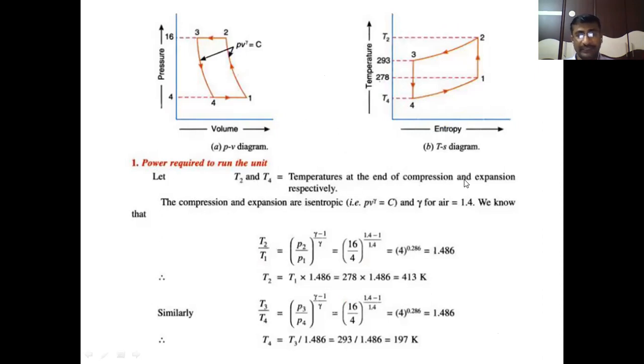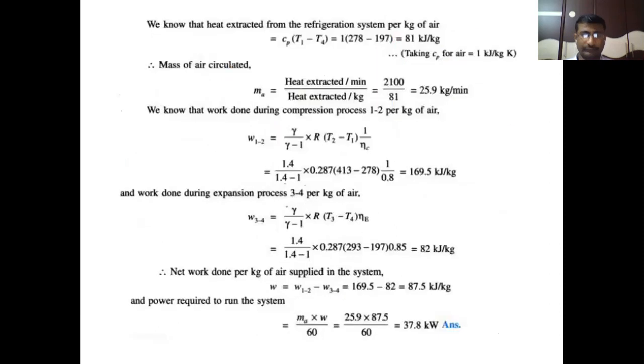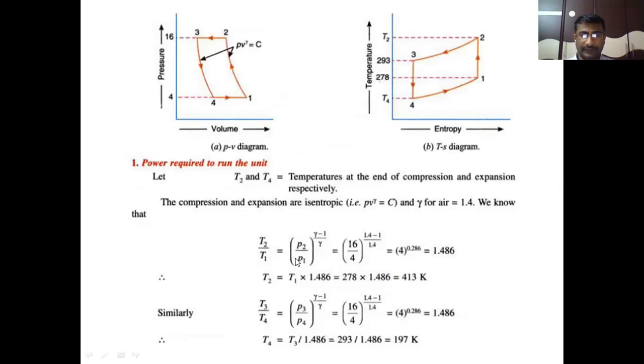T2 and T4 are the temperatures at the end of compression and expansion respectively. The compression and expansion are isentropic, gamma value 1.4. By applying the adiabatic rule, T2 by T1 equals (P2 by P1) whole power (gamma minus 1) by gamma, that is (16 by 4) whole power (1.4 minus 1) by 1.4. We will get 1.486. From this, T2 equals T1 into 1.486, which is 413 Kelvin. The temperature after isentropic compression is 413 Kelvin.